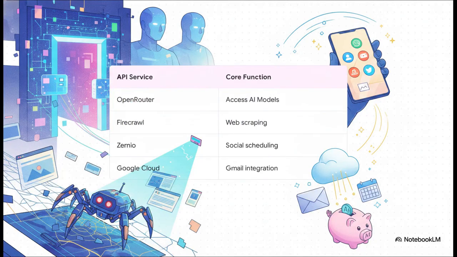And what exactly are those keys unlocking? Well, let's map out which API powers which feature. OpenRouter gives your system access to massive AI models, like Claude or GPT. Firecrawl allows the AI to autonomously scrape the web for research. Zernio handles the social media scheduling to platforms like Instagram. And crucially, Google Cloud allows for that seamless Gmail and calendar integration. This is exactly what empowers the AI to automatically categorize your daily expenses straight from your inbox.